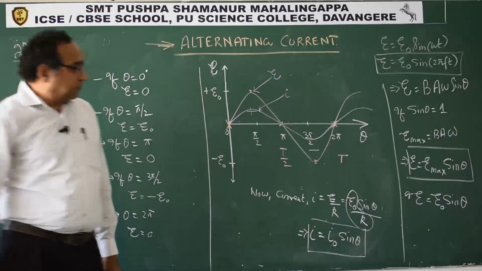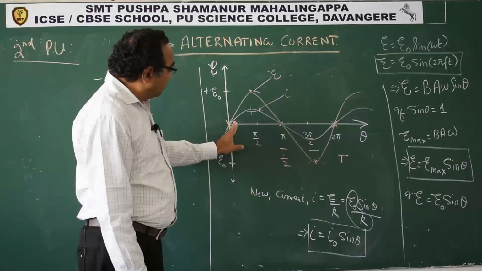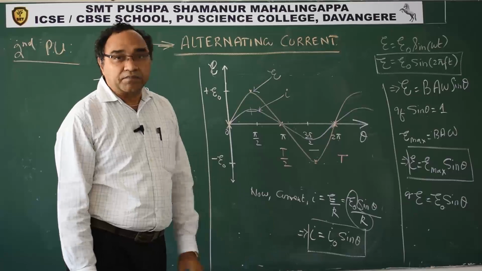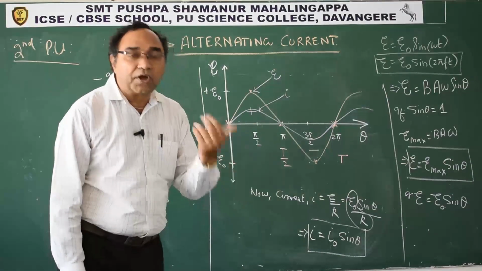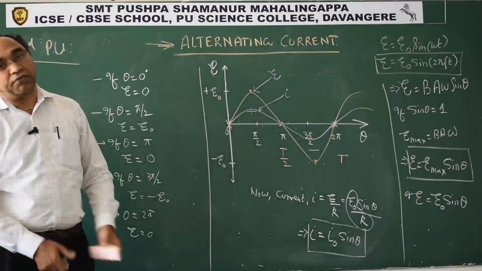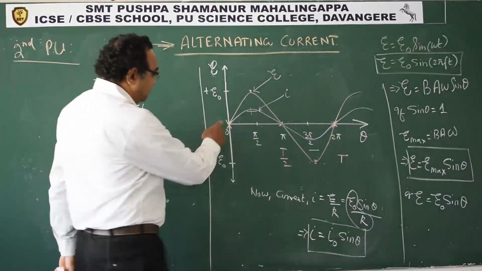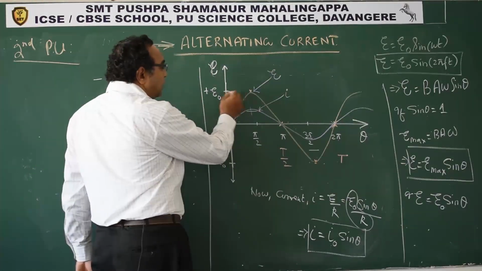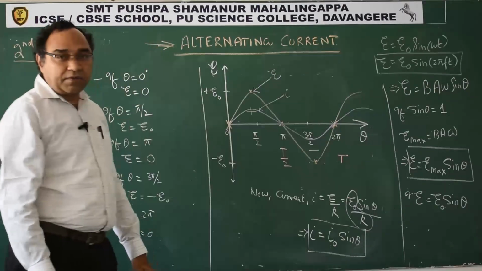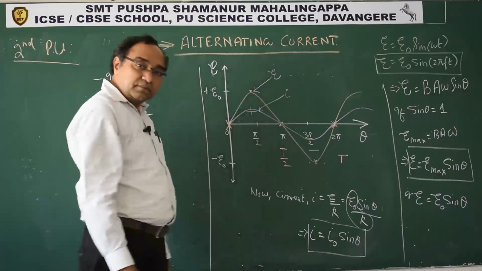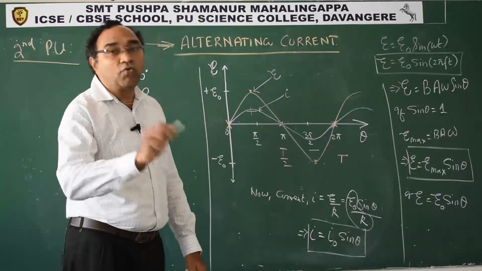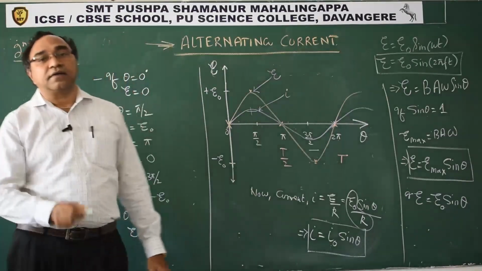Now the question is, since it is varying with time, what is the magnitude of induced EMF? How will you find it? Can we say E naught is the magnitude of the induced EMF, and I naught is the value of current? Can we say that? No, we cannot say that.